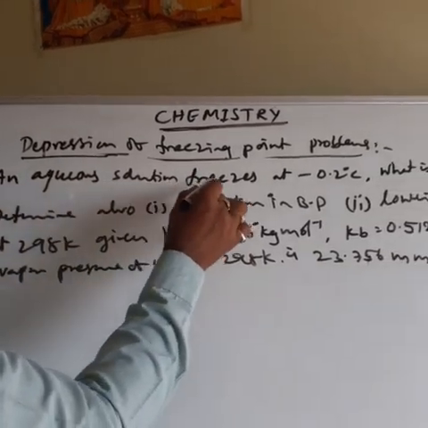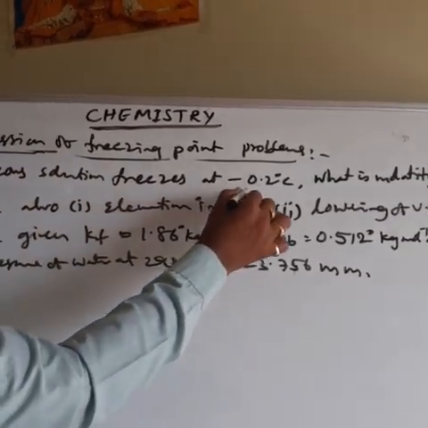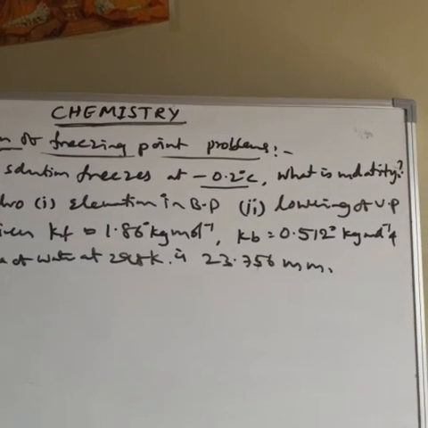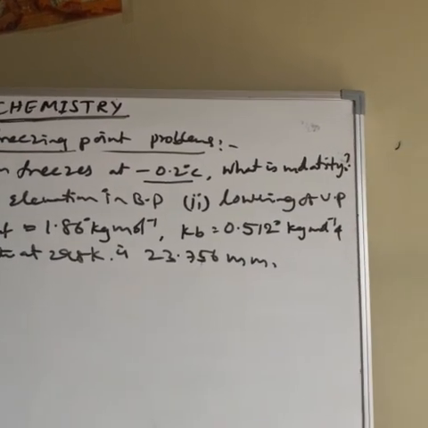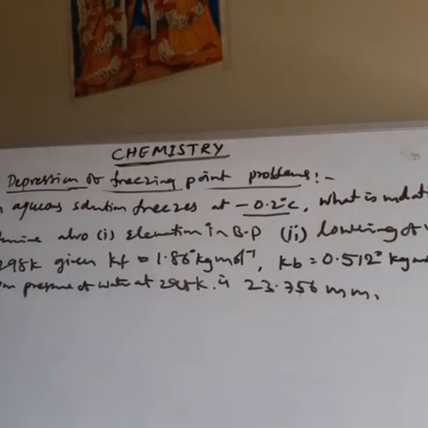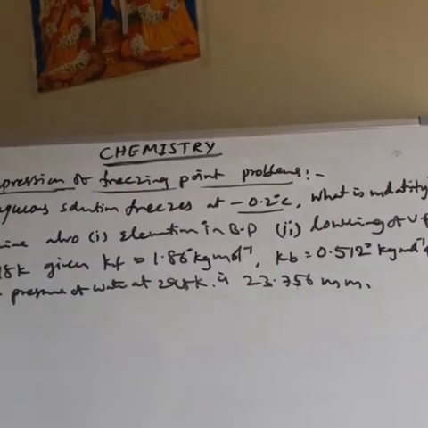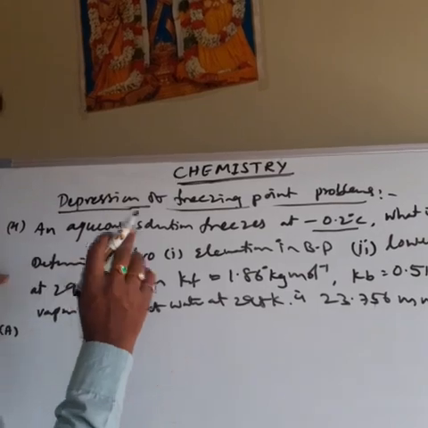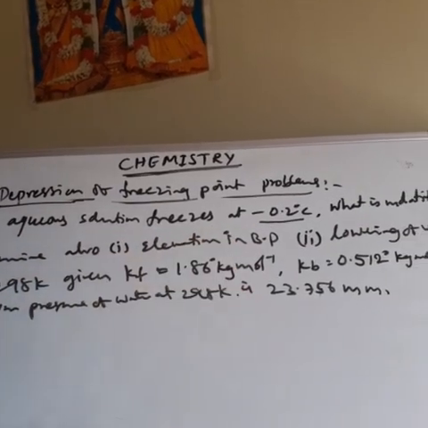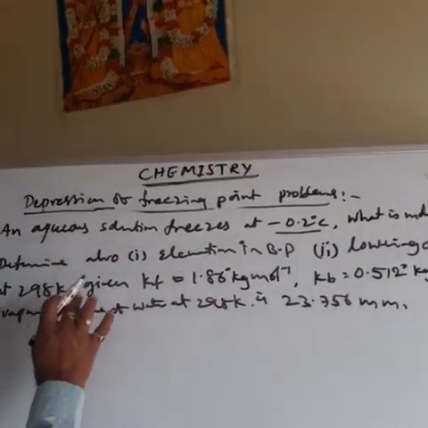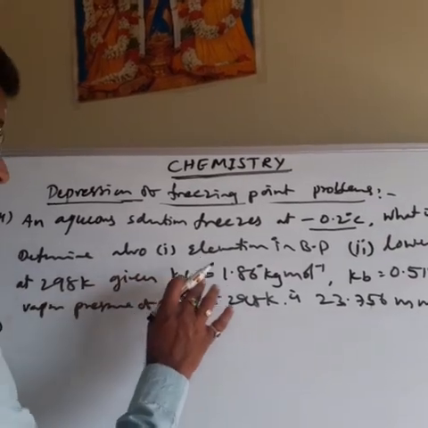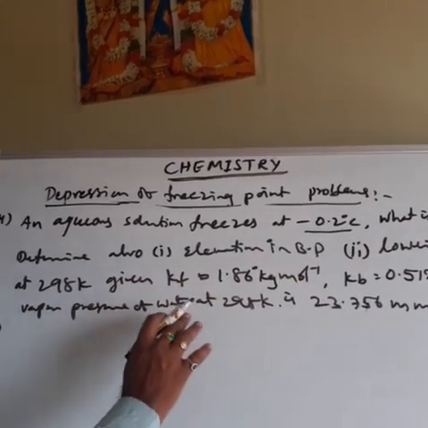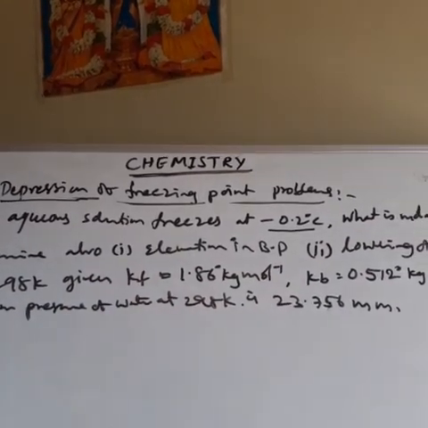An aqueous solution freezes at minus 0.2 Celsius. That means that is the depression of freezing point. What is its molality? We have to find out. Next, determine also the elevation of boiling point and lowering of vapor pressure at 298 K, given Kf and Kb values, and the vapor pressure of pure water.